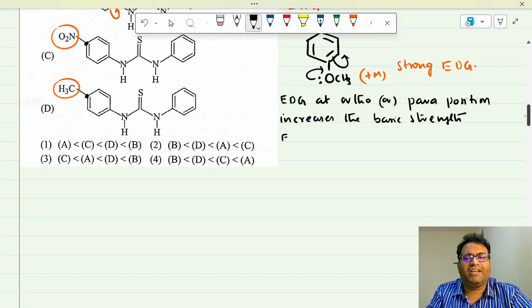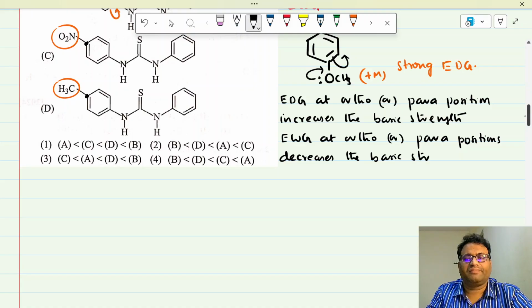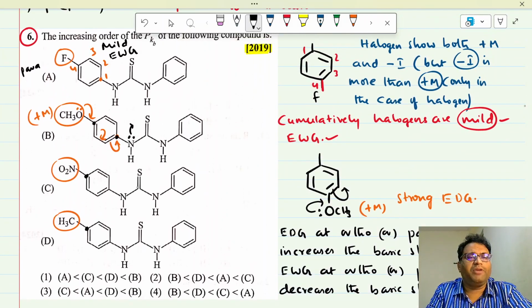Whereas electron withdrawing groups at ortho or para positions decrease the basic strength. So now you can say that among molecules A and B, B has more basic strength than A, because in molecule B we have the OCH3 electron donating group, whereas in molecule A we have an electron withdrawing group.